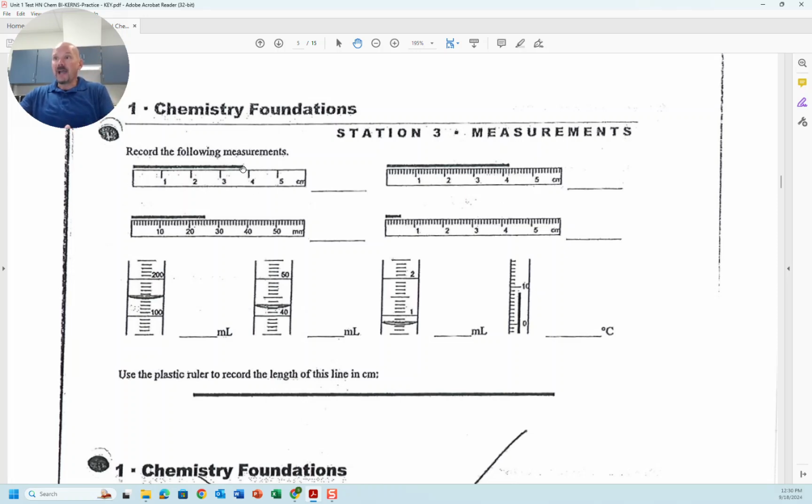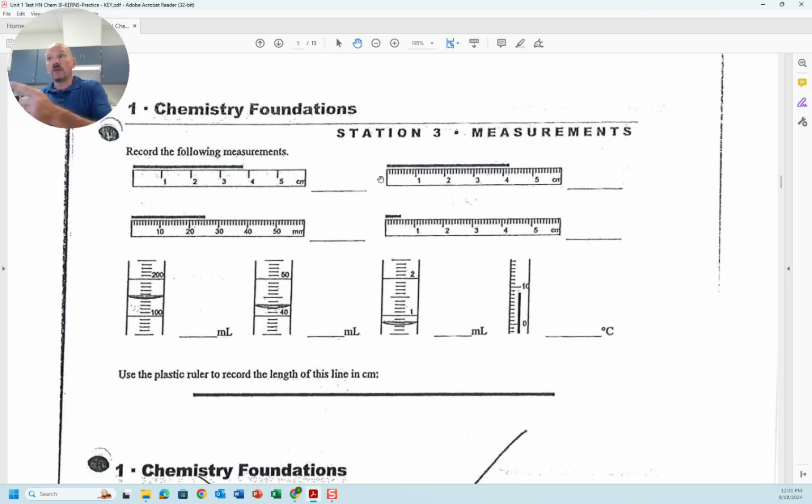So if I thought this fell right on the line there and I thought it was exactly 4, if I wrote 4 centimeters, I would be incorrect. You need 1 estimated digit. So if it fell right on that line where it says 4, then I should say 4.0 centimeters. But understand, if somebody else said 4.00 centimeters, that would be incorrect for this ruler, because the ruler doesn't allow the hundredths place. This ruler allows the tenths place.